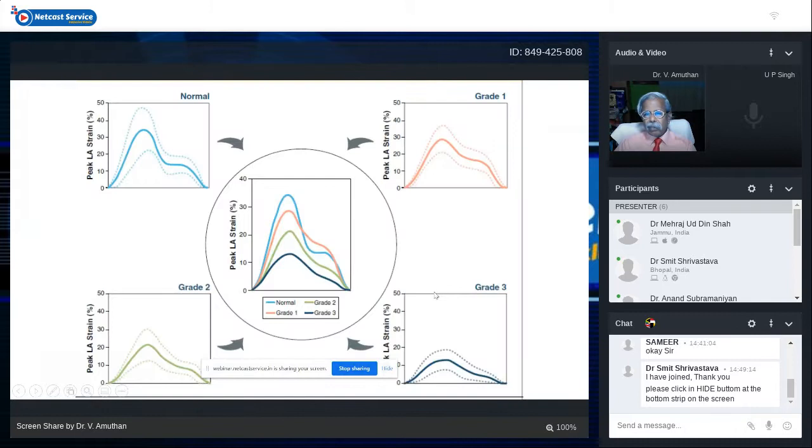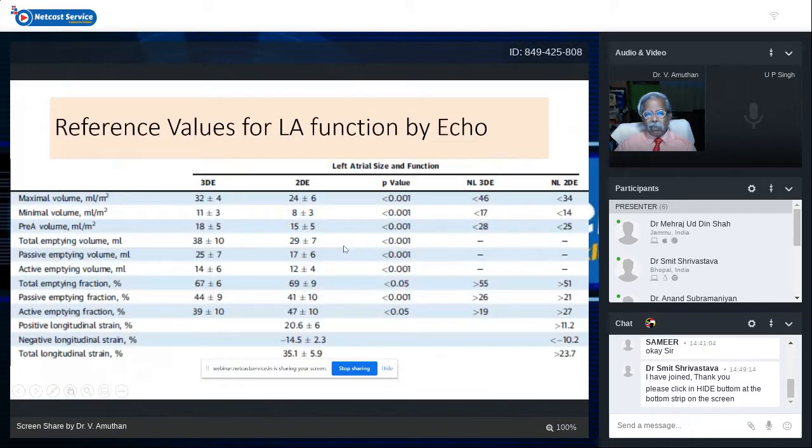So this is the summary slide here. These are the reference values. You can see here 3D volume, maximal volume is slightly more than the 2D volume.